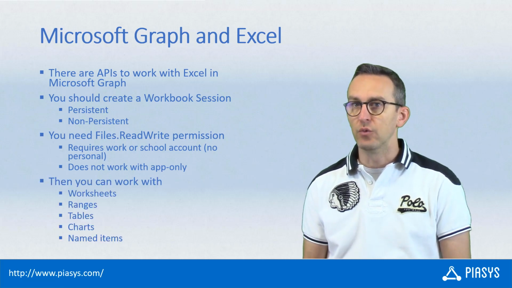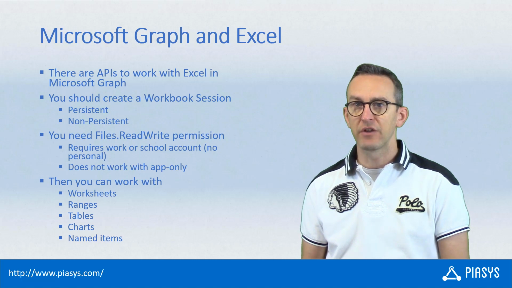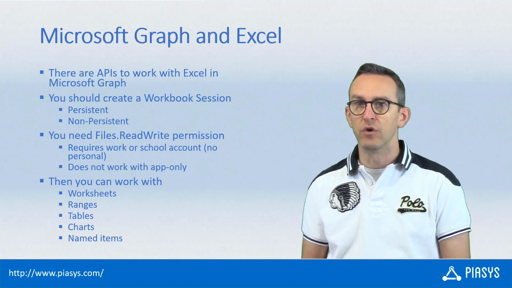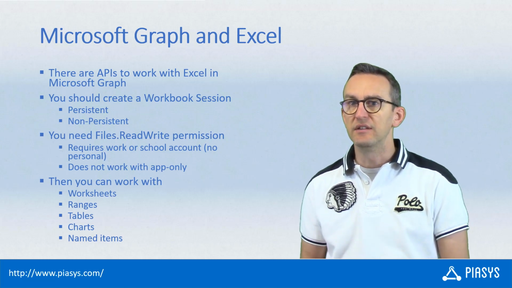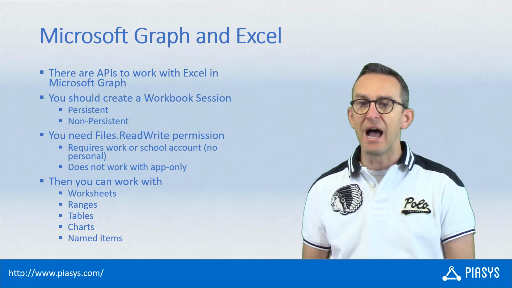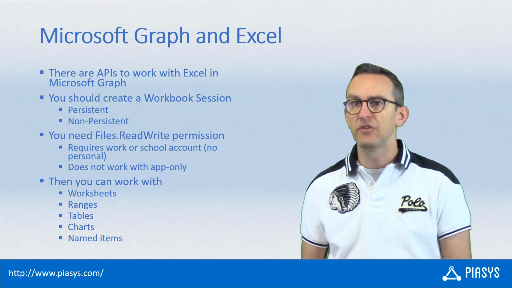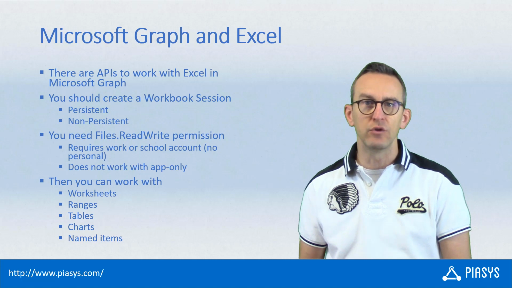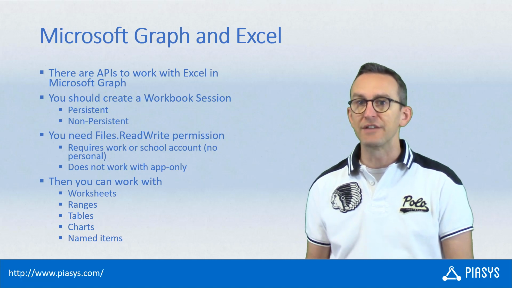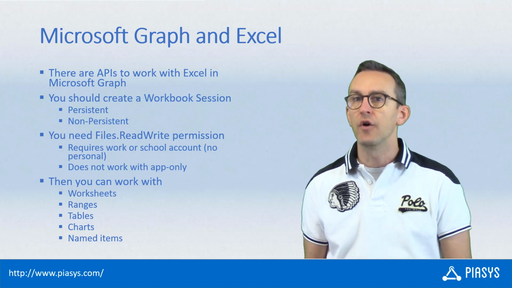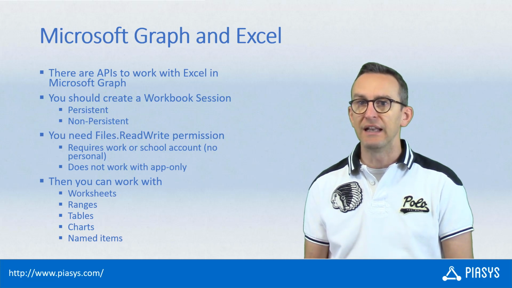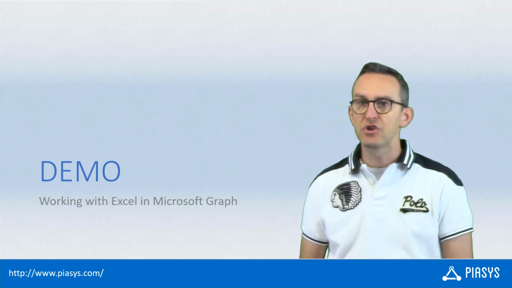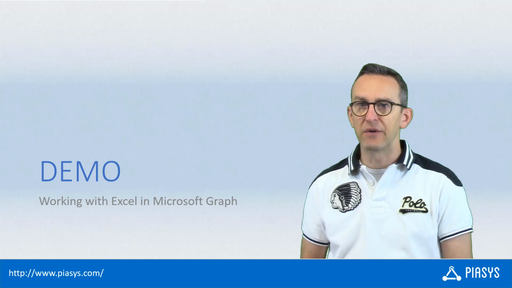What you can do with the Excel APIs in Microsoft Graph is, for example, work with workbooks, worksheets, tables, ranges, named items, and charts. So it is a really powerful API that you can use for your own custom business solutions based on Excel content and graphs. Let me show you how you can play with it with a real demo using the Graph Explorer.